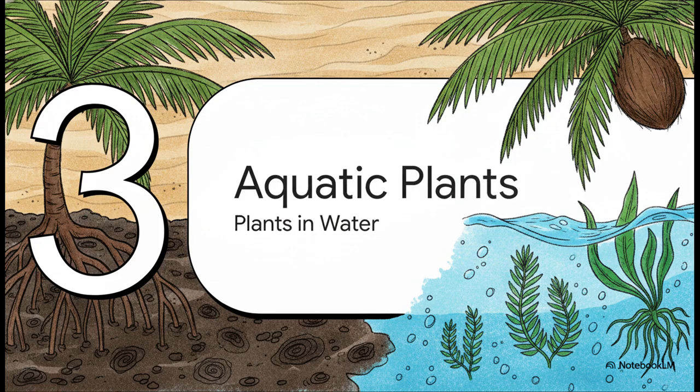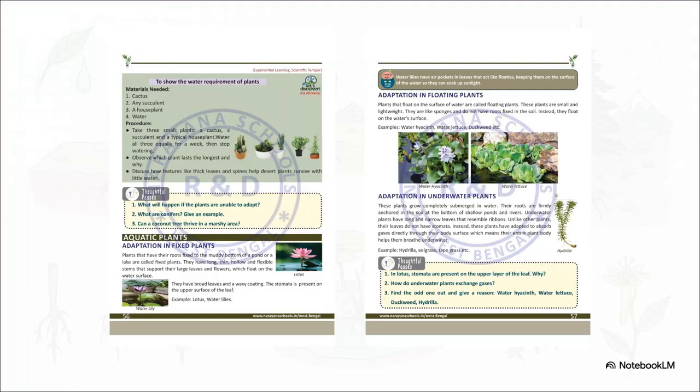Okay, moving right along to Section 3, Aquatic Plants. Let's dive back into the water. Aquatic plants are plants that live in water, and they have 3 main types. Let's check out the first 2. First, we have fixed plants, like the water lily and lotus. Their roots are fixed tight into the mud at the bottom, and they have long, hollow stems to keep those broad leaves floating safely on top.